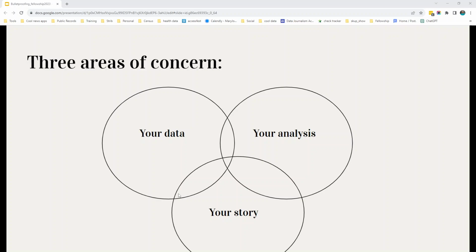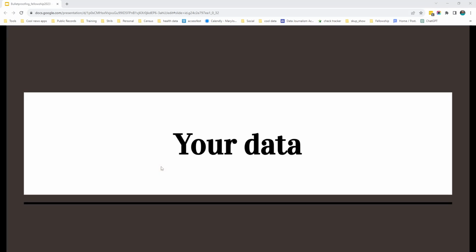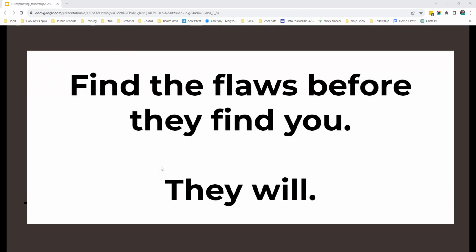The possibility of something going wrong can occur anywhere along the process, and it could even be a problem with the data that you get right from the start, or it could be a problem you accidentally introduced during the analysis, or it could be problems in how you present your findings in the story. So we're going to talk about the various things to do at each step. Okay, so let's talk about your data first.